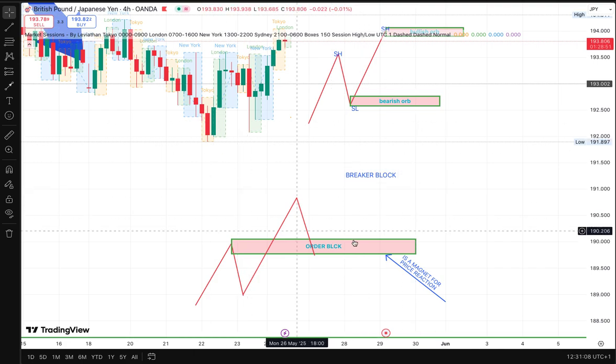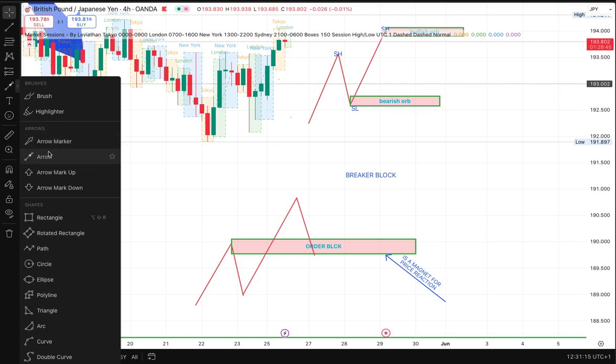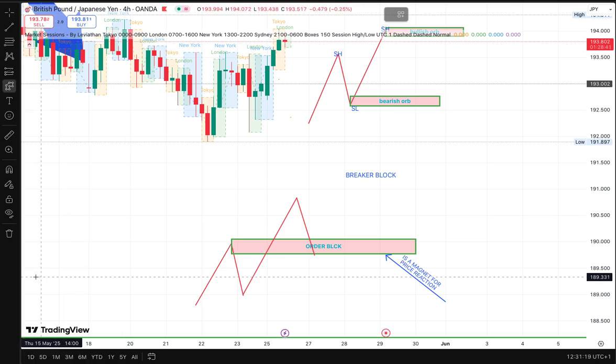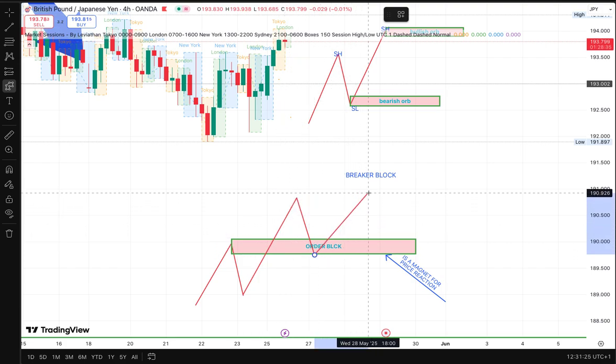All right. So what I'm drawing now is a model. You can use it as a model to enter your trade. So I'm expecting a reversal to enter this order block and continue buying.